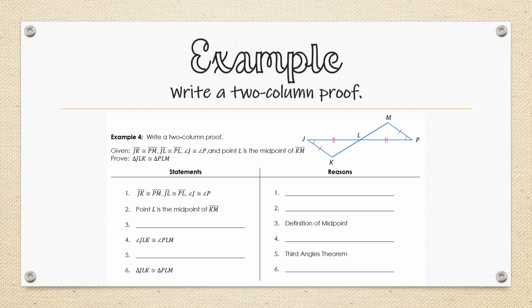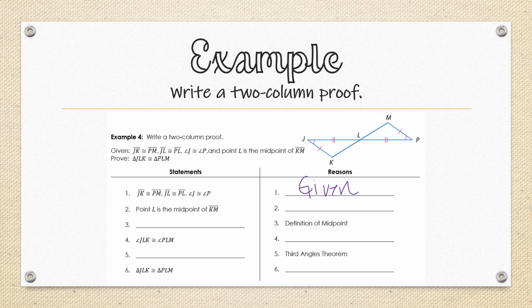All right, another proof. We're proving 2 triangles are congruent, so we do need to somehow show that all of the corresponding sides are congruent and all of the corresponding angles are congruent. So they did give us 2 pairs of sides. We've got JK and PM. We also have JL and PL that are congruent. And then they gave us 1 angle, so angle J and angle P. So they gave us quite a bit. They gave us 3 of the 6 things that we need, essentially.